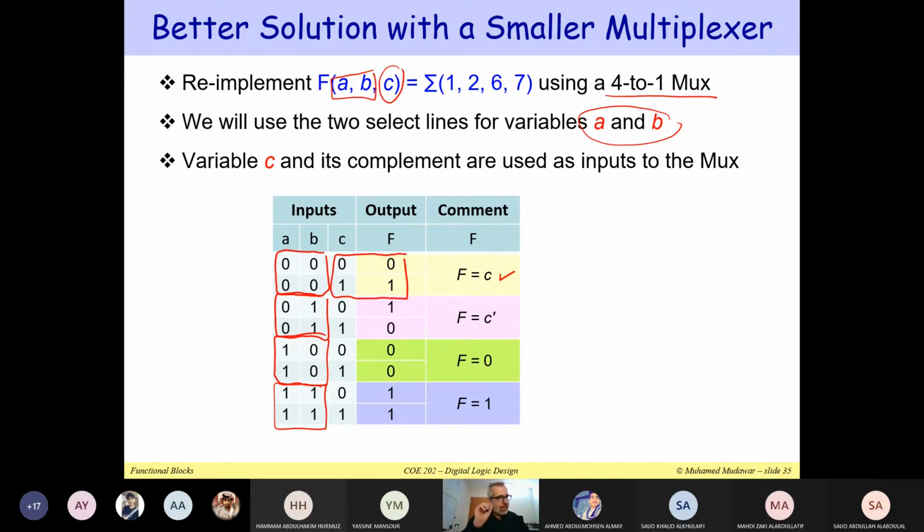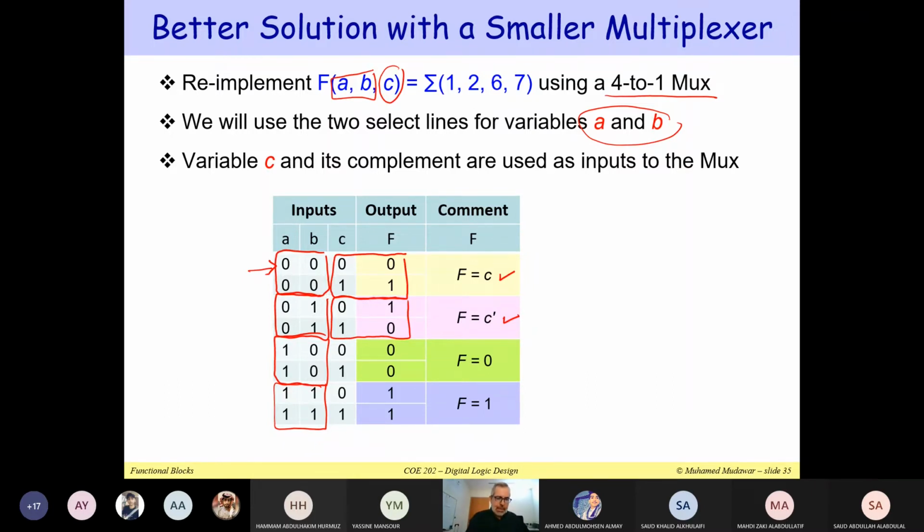So therefore, I can actually use the C variable as an input when AB equals 0, 0. In the case of 0, 1, notice that the value of F here is the complement of C. 0 will give you 1, 1 will give you 0. So I can say that F is equal to C prime. I just need an inverter to complement C.